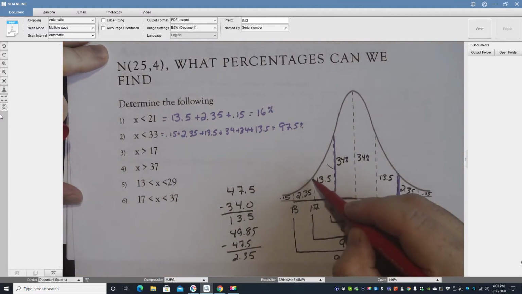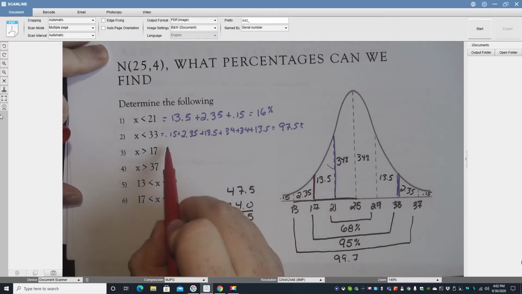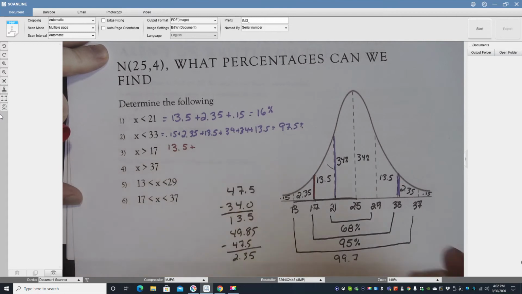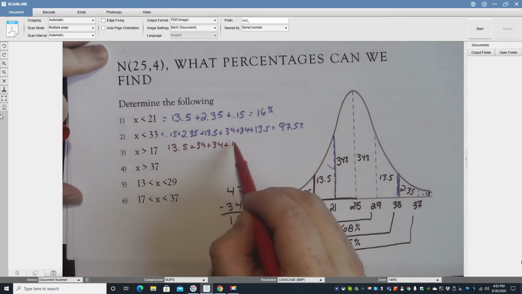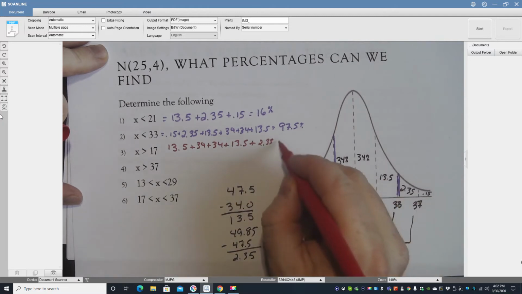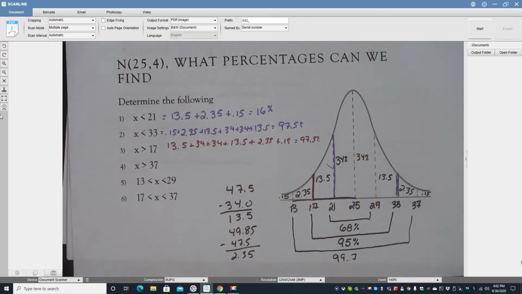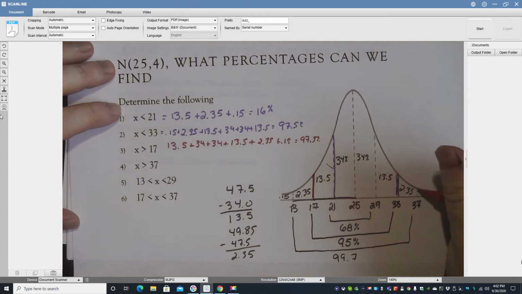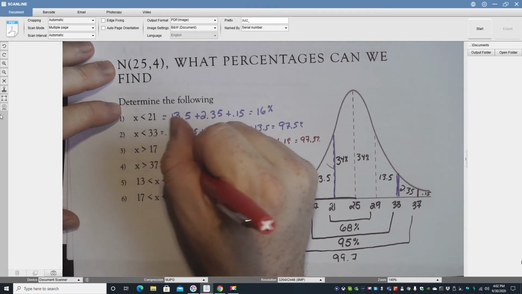Now if I want to go the other way, so now I want to go greater than 17. Well, all I have to do now is look at that line and then go up. So let's see. And I'm pretty certain this one's just the same as number 2. And so that should give me 97.5%. Okay. So now I want to go greater than 37. So here's 37, and that one's easy because there's only one spot. So this one's really just 0.15%, quite a small percentage.